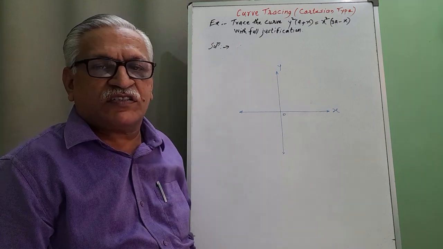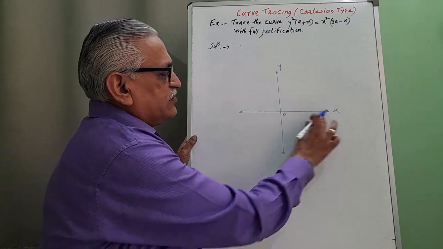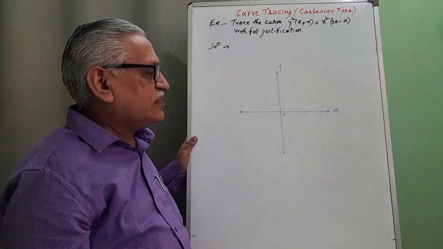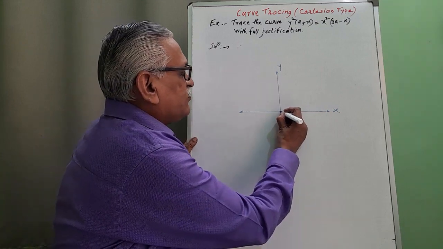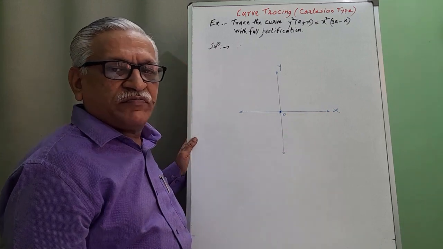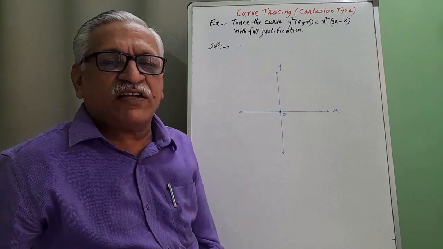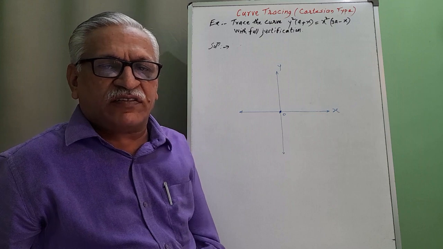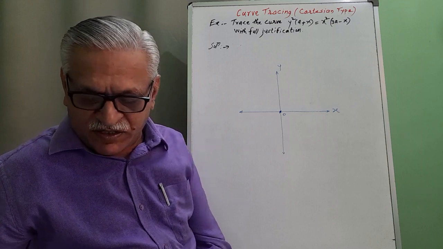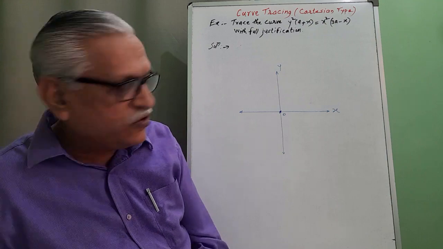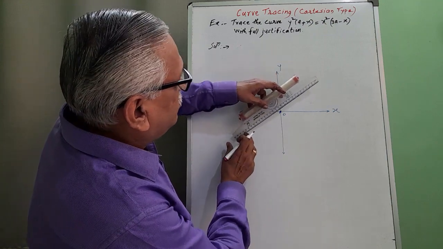We require the xy coordinate system as it is a Cartesian type. First point, symmetry. Symmetry is about x-axis. Second, whether the curve passes through origin. Yes, it passes through origin. Therefore, origin is one of the points. Then the tangents at the origin. We are getting tangents as y is equal to plus root 3 into x, and minus root 3 into x. Therefore, I will show those two tangents. Two different tangents passing through origin.